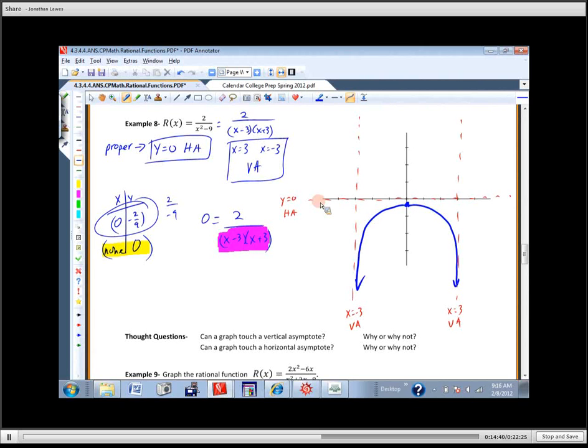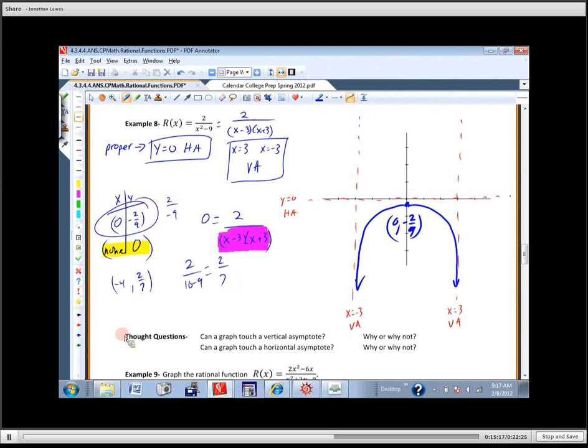Negative 4. Okay, it might be a good idea, since we can actually label this one right here, this is 0, negative 2/9. It might be a good idea to pick one that's easy to plug in and that we could actually find on the graph. So this is x is equal to negative 4. Let's plug that in. If x is -4, let's figure out what the y is that goes along with it. The top's going to be a 2. The bottom's going to be a 16 minus 9, so that's going to be 2 over 7. Did I get that right?